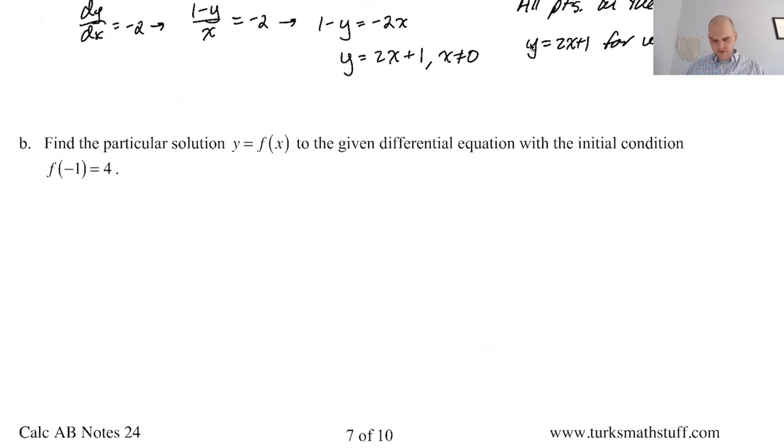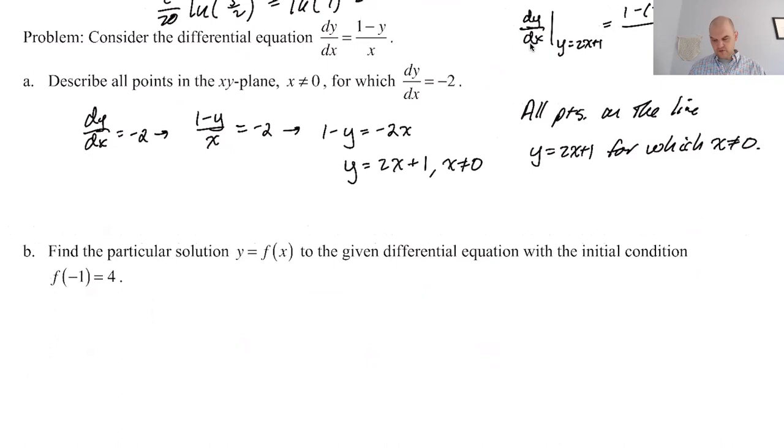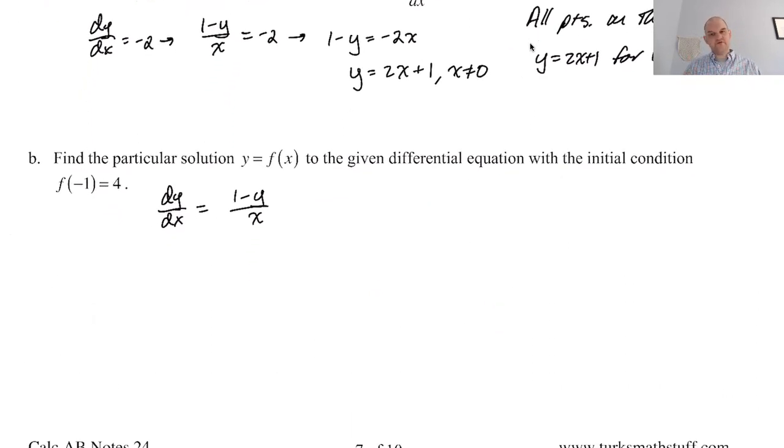Find the particular solution, so I need to know what the differential equation is. Find the particular solution y equals f of x to the given differential equation with the initial condition f of -1 equals 4. So there will not be a c in our answer; we're going to solve for it. I'm going to write the differential equation again. So dy/dx is equal to 1 minus y divided by x. I have to separate and integrate, but the coefficient of y is -1.